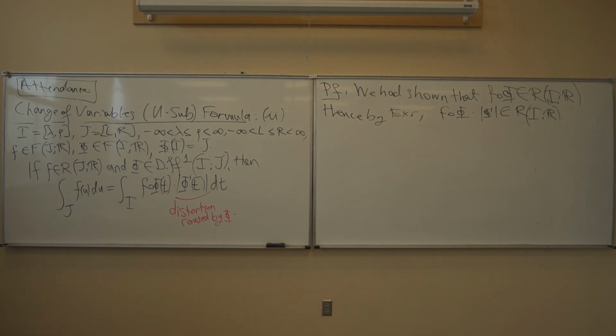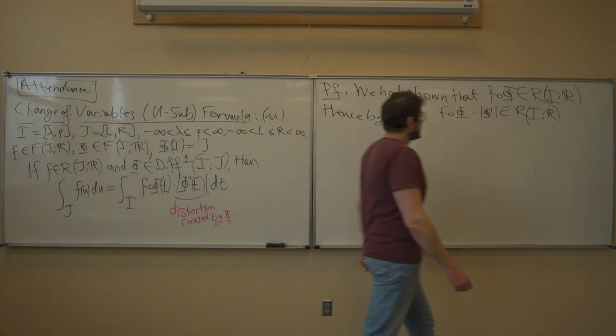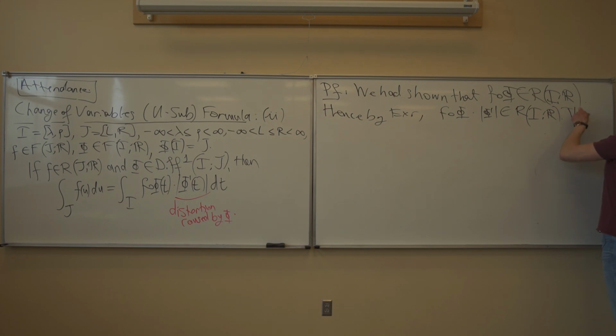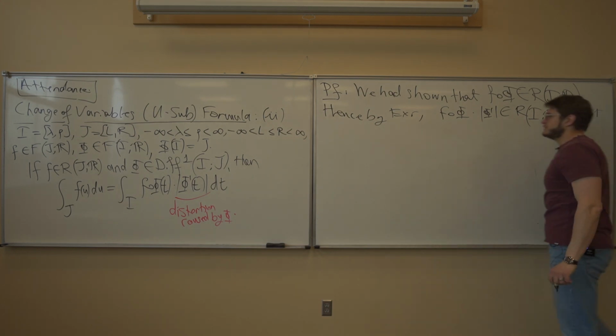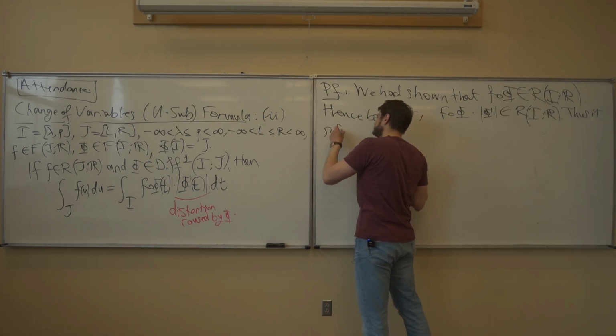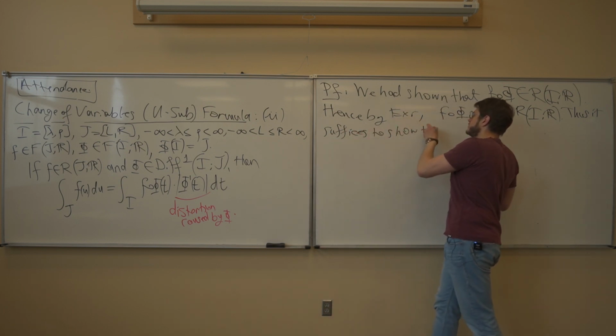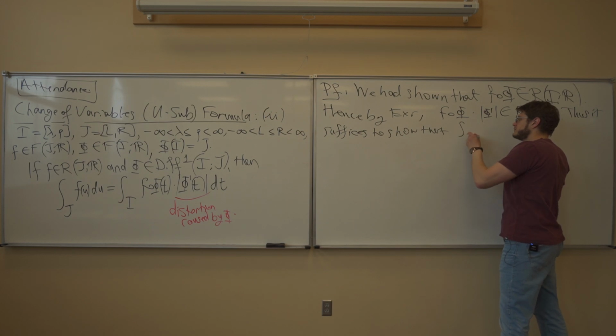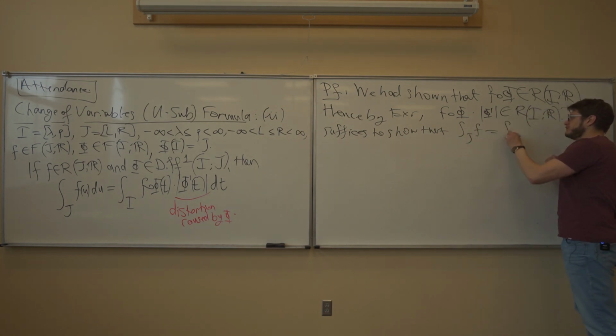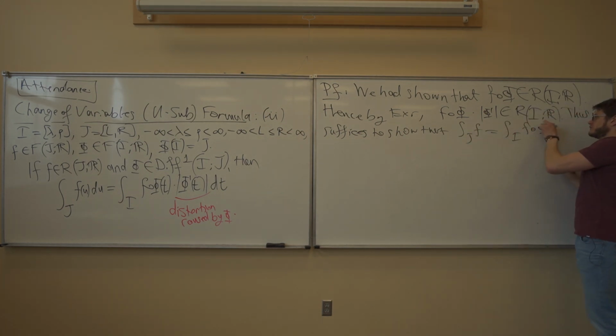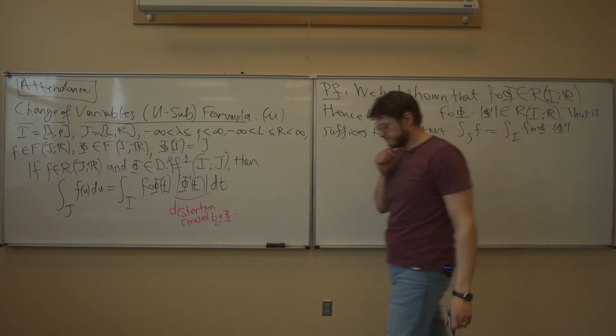But still, at this point, there is no reason why the left-hand side equals the right-hand side, which means that we have to show that indeed the numbers are equal. Thus, it suffices to show that this is equal to this. Okay.